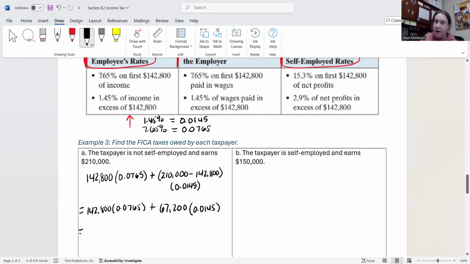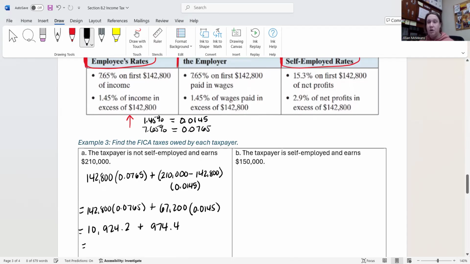If you don't have your calculator out, please get it out. We want to take 142,800 times 0.0765, and I get 10,924.2 plus, then we want to figure out what 67,200 is times 1.45%, so 0.0145, and I get $974.40. Let's clean this up.